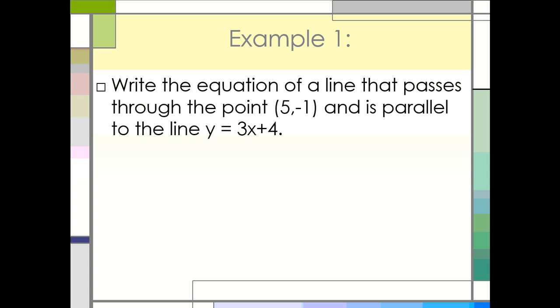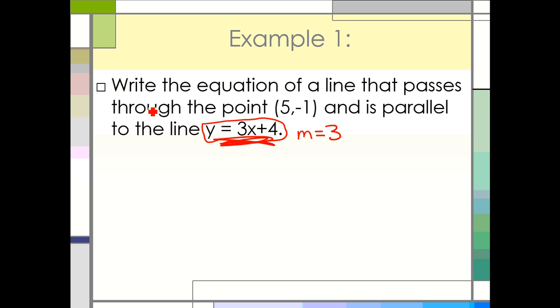So write the equation of a line that passes through the point (5, -1) and is parallel to the line y = 3x + 4. Well, if I want a line that's parallel to y = 3x + 4, really the only thing I'm looking at here is its steepness. How steep is this line? That's really the only thing that I need from that equation. So the steepness here, our slope for this line, is 3.